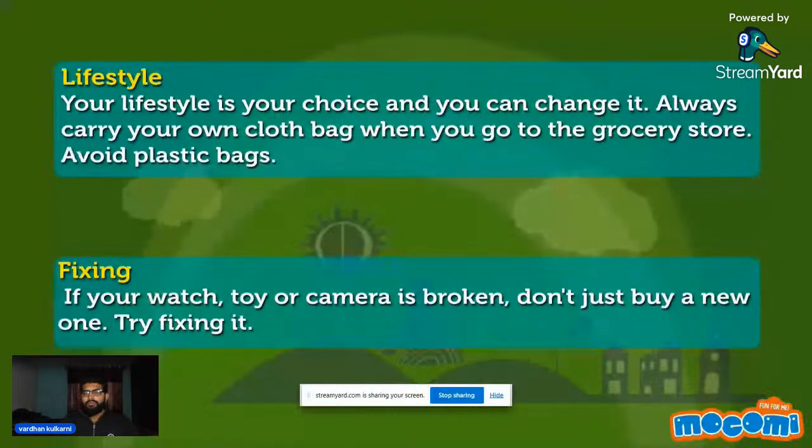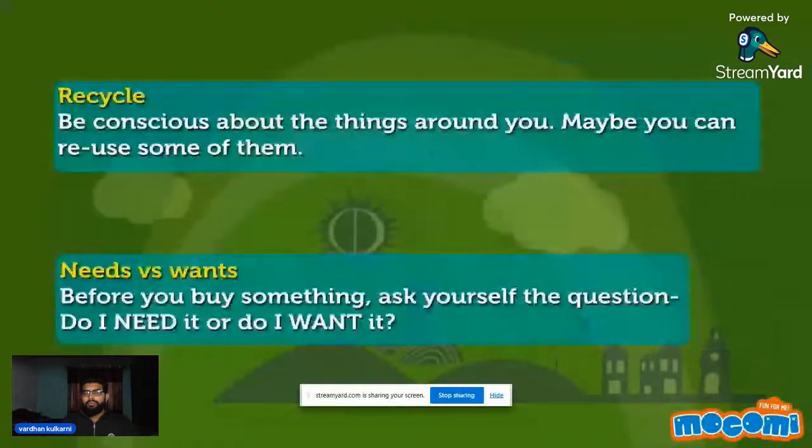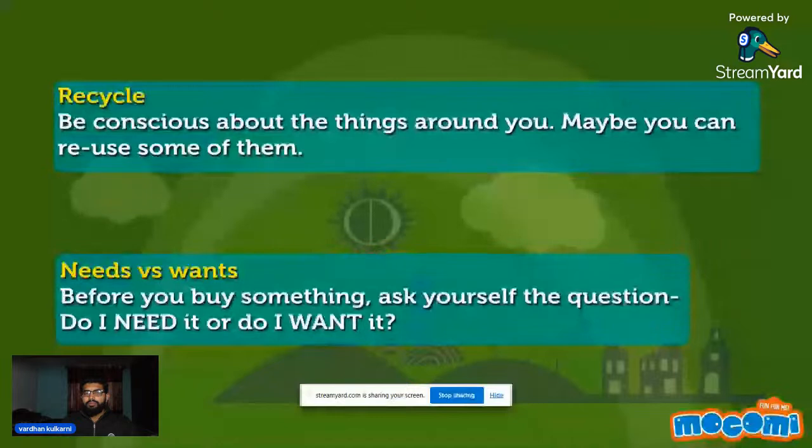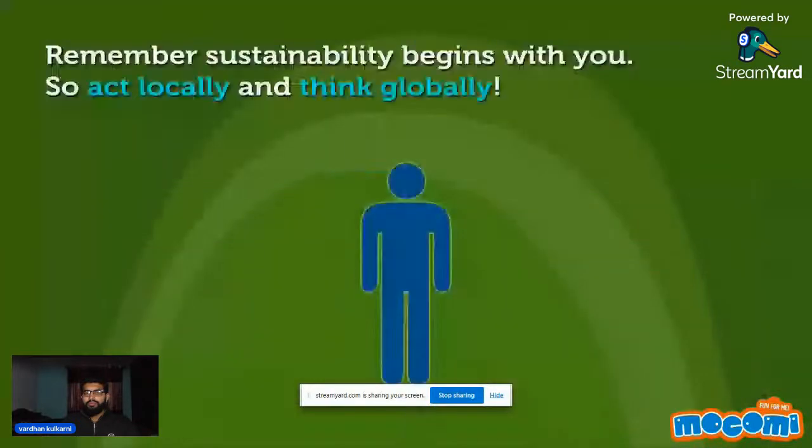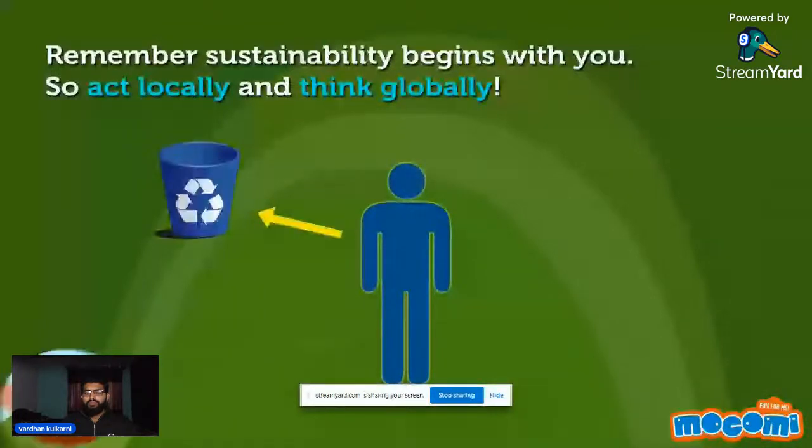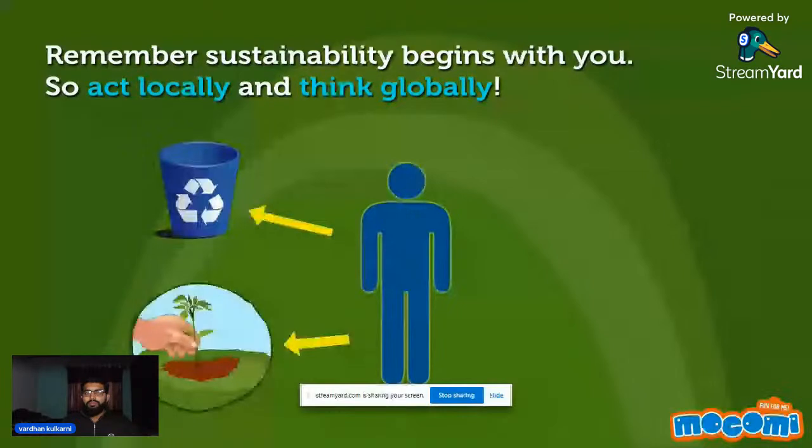Avoid plastic bags. Fixing. If your watch, toy, or camera is broken, don't just buy a new one. Try fixing it. Recycle. Be conscious about the things around you. Maybe you can reuse some of them. Needs versus wants. Before you buy something, ask yourself the question: do I need it or do I want it? Remember, sustainability begins with you. So act locally and think globally.